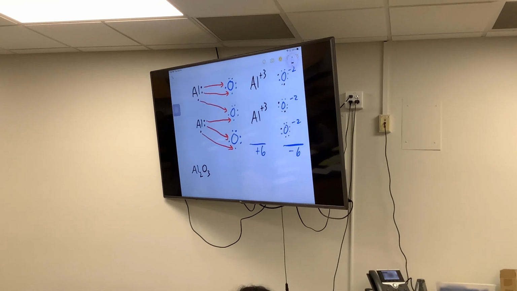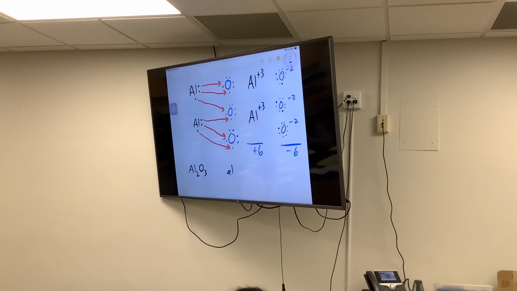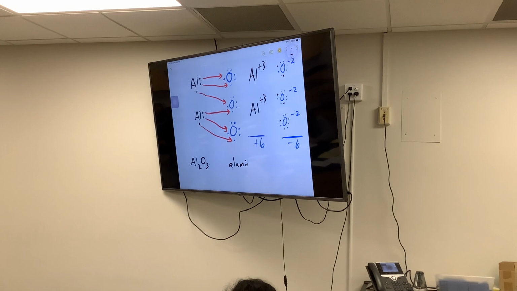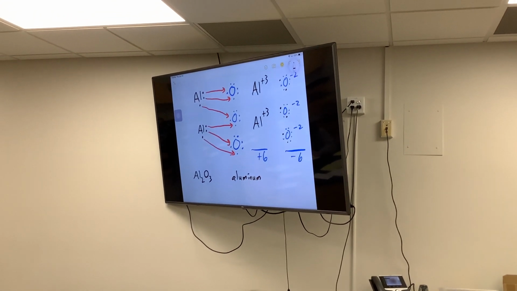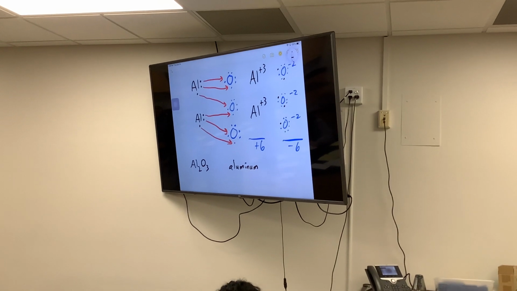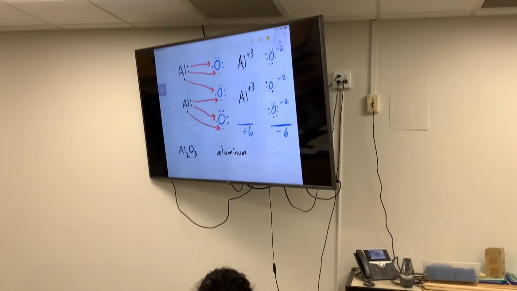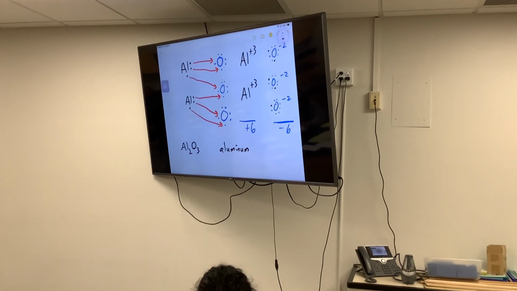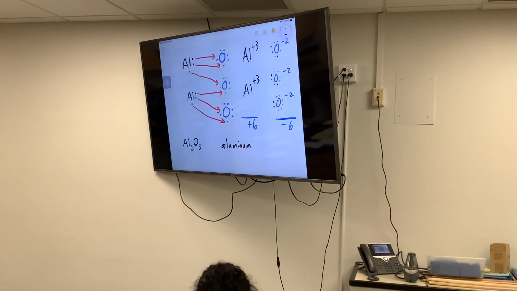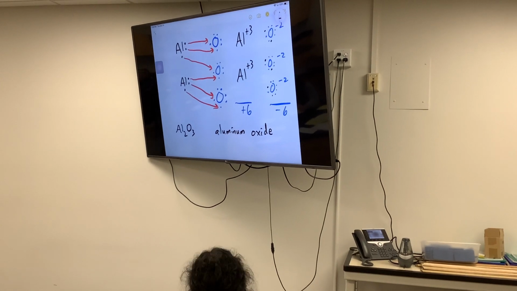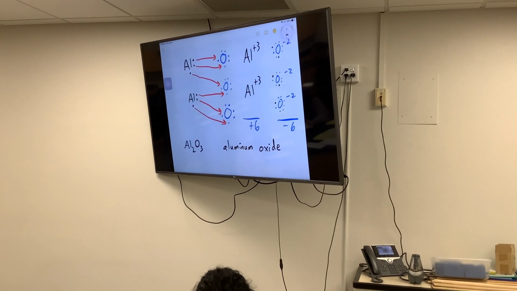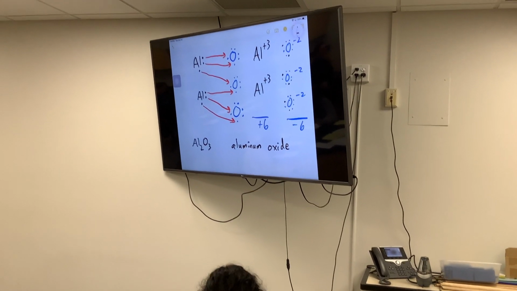And to name this, Al is aluminum. And then we have oxygen. Well, oxygen's a little bit goofy. It doesn't end in I-N-E. Would it be oxygenide? Not quite. They actually make it oxide. You drop the gin. Yep. So oxygenide is just a little rough to try and pronounce.